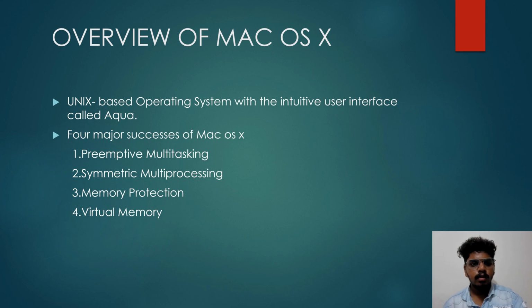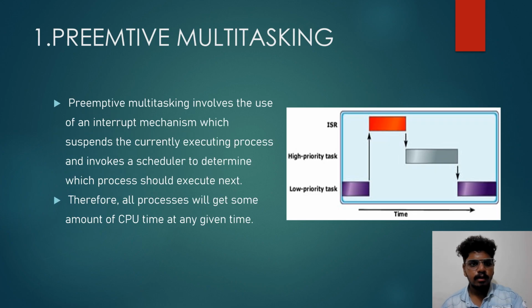Now let us see an overview of Mac OS X, a Unix-based operating system with an intuitive user interface called Aqua. There are four major features of Mac OS X: preemptive multitasking, symmetric multiprocessing, memory protection, and virtual memory. First one, preemptive multitasking. Preemptive multitasking involves the use of an interrupt mechanism which suspends the currently executing process and invokes a scheduler to determine which process should execute next. Therefore, all processes will get some amount of CPU time.